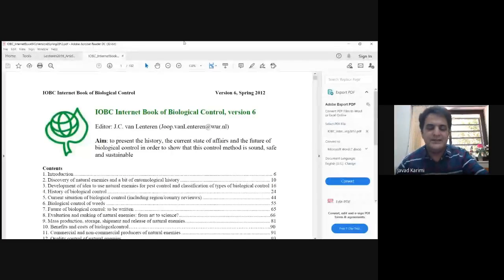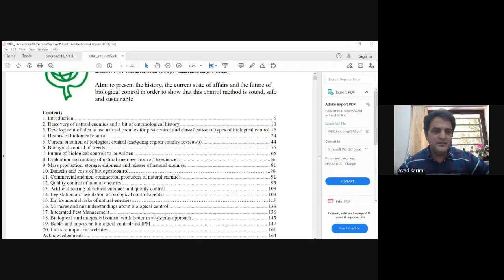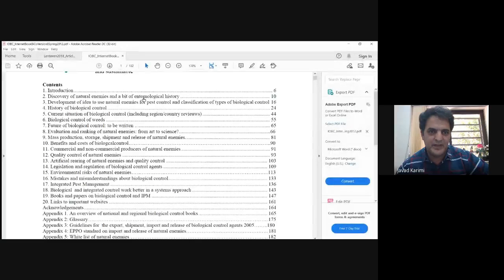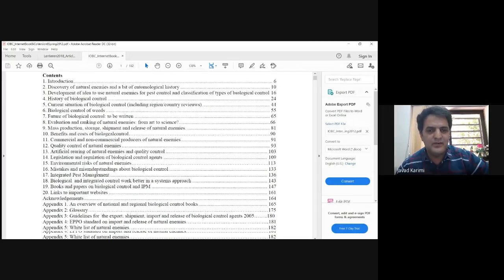Yes, Doctor. Okay, this is the book which I mentioned, taken from the IOBC site. Its name is the Internet Book of Biological Control, or IOBC Internet Book, published by a major scientist of biological control. You can check his resume on the site. There are several items in this book, from the first discovery of biological control, then development, history, current situation, and the future of biological control, and so on. A lot of information here.